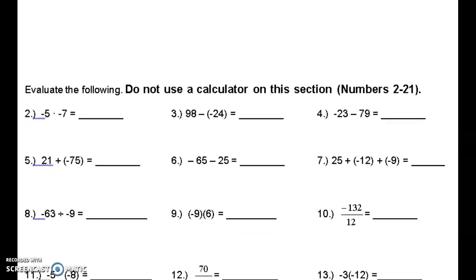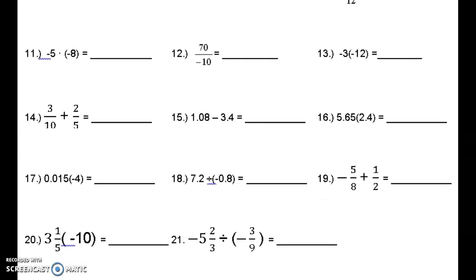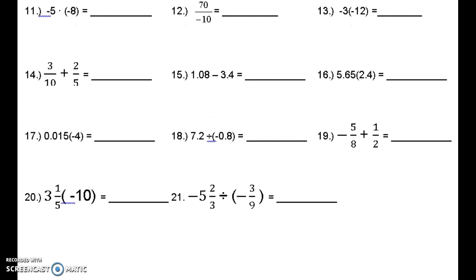Alright, number 11. -5 times -8. 5 times 8 is 40, and a negative times a negative is a positive. Number 12, 70 divided by negative 10. 70 divided by 10 is 7. And a positive divided by negative is a negative. 13, negative 3 times negative 12. 3 times 12 is 36. And a negative times a negative is a positive.